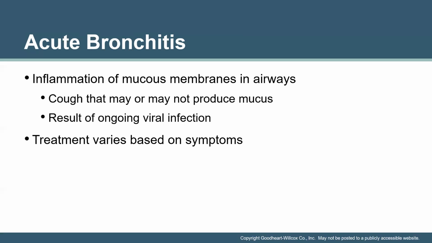Acute bronchitis is characterized by a cough. It may or may not produce mucus. It can result from ongoing viral infections that you just can't get away from. And again, if we can help anything that will assist the body, by expectorating mucus, enhancing the performance of the immune system, all of that stuff will be helpful.